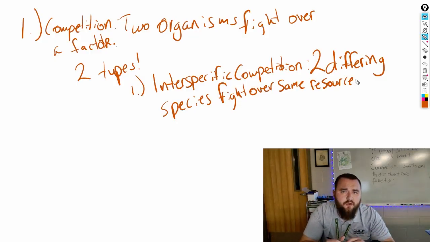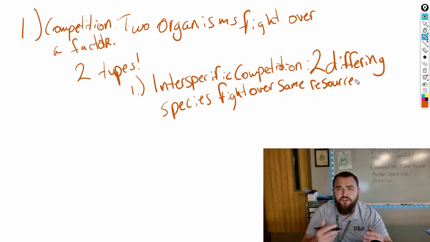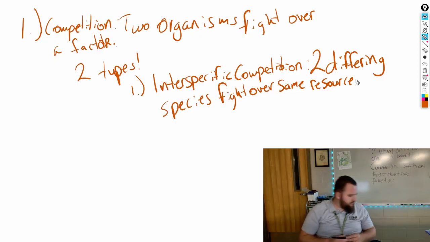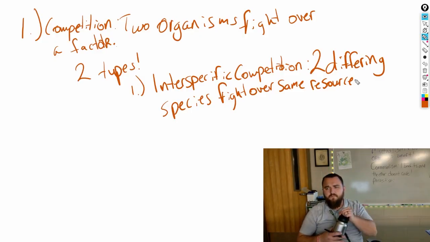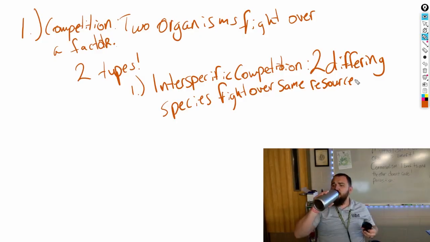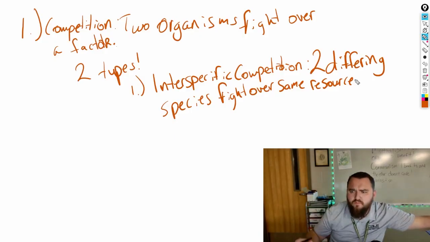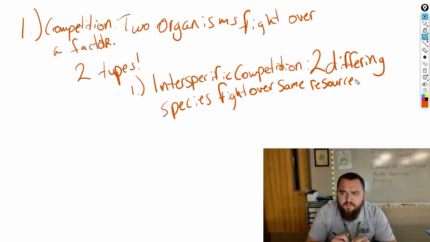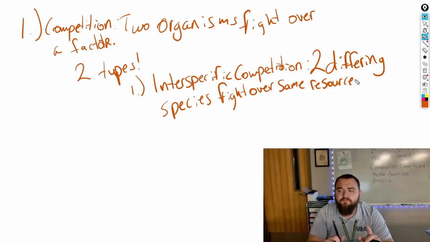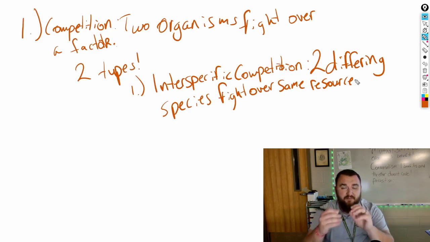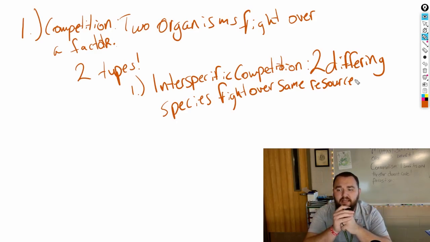So everybody go ahead really quick. I want you guys to repeat after me. Interspecific competition is two differing species fighting over the same resource. Very good. So that's two different species fighting over the same resource. Think of lions and hyenas fighting over the same zebra. They're not the same species, but they both want the same dinner. That's called interspecific. And as a matter of fact, inter means between.